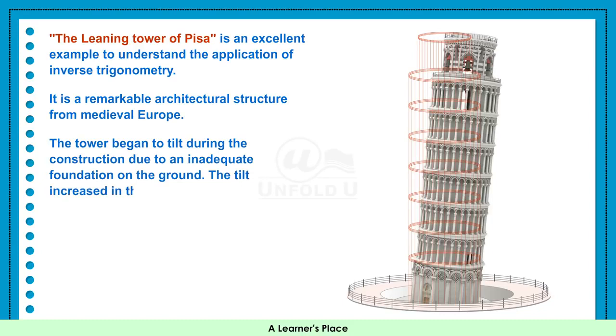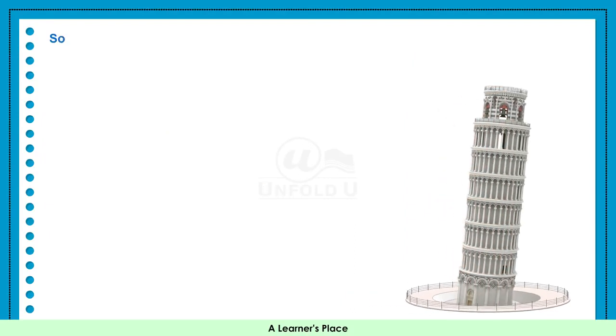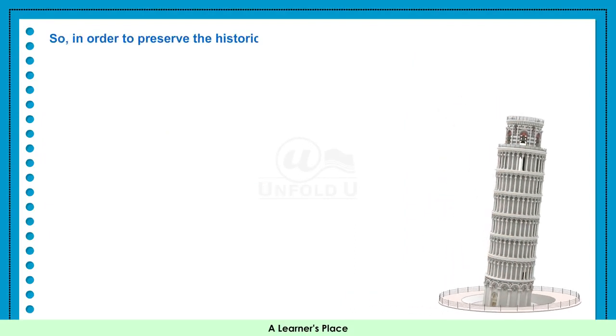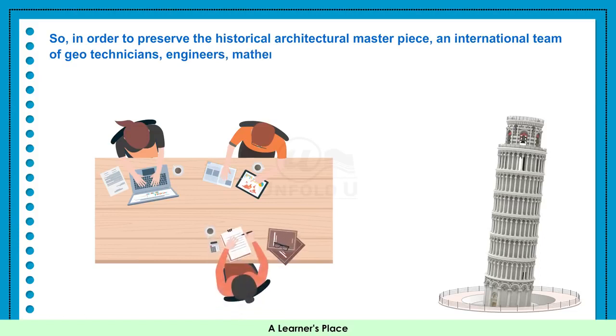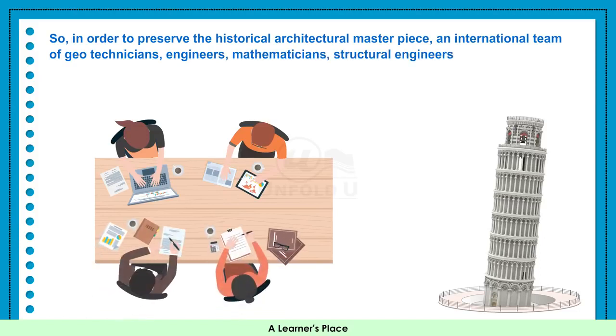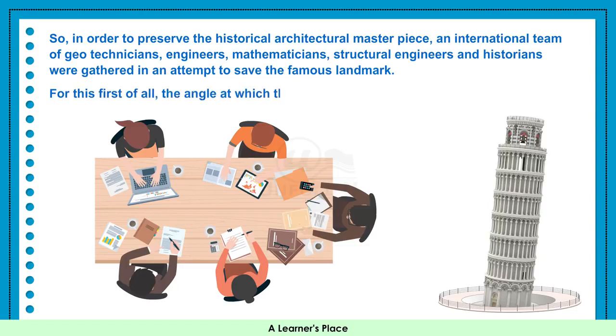The tilt increased in the decades, and the rate at which the tower started to lean was such that it would have fallen with time. So, in order to preserve the historical architectural masterpiece, an international team of geotechnicians, engineers, mathematicians, structural engineers, and historians were gathered in an attempt to save the famous landmark. For this, first of all, the angle at which the tower was leaning was calculated.